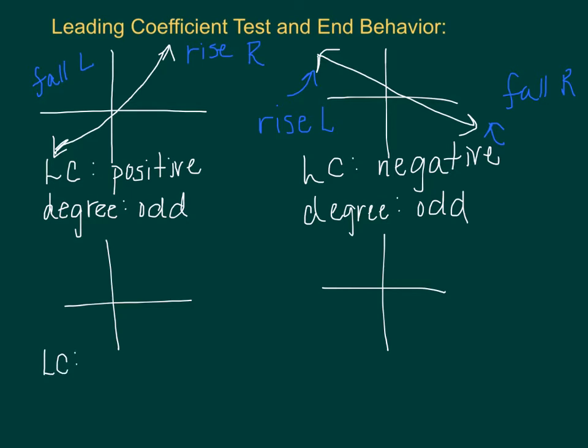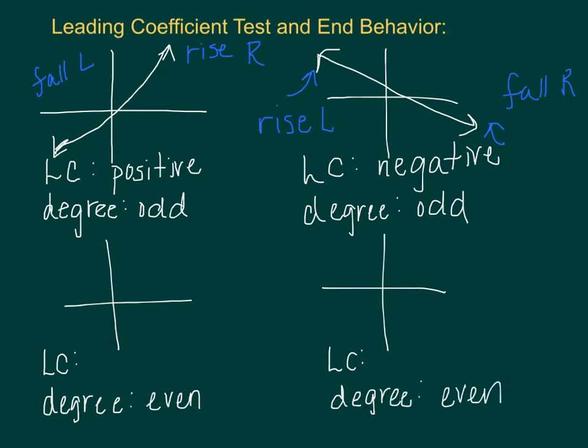And then you have the even degrees. And remember, degree is your highest exponent. And you always have a positive or a negative leading coefficient. So if it is positive, you could think about a parabola. It's going to rise left and rise right.